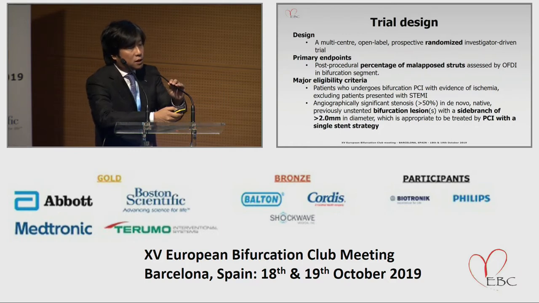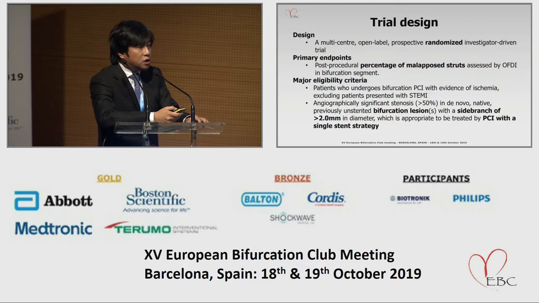The recruitment was done in Japanese institutions, and data was analyzed in Europe. The primary endpoint was post-procedure percentage of malapposed struts assessed by OFDI in the bifurcation segment, and the major eligibility criterion was a patient with a bifurcation lesion and planned one stent strategy. So we excluded complex ones, but mainly it was simple bifurcation lesions with a side branch greater than 2.0 millimeters in diameter and planned one stent strategy.